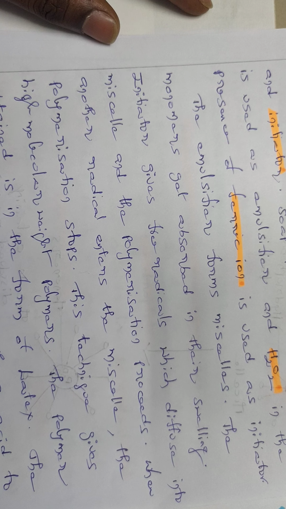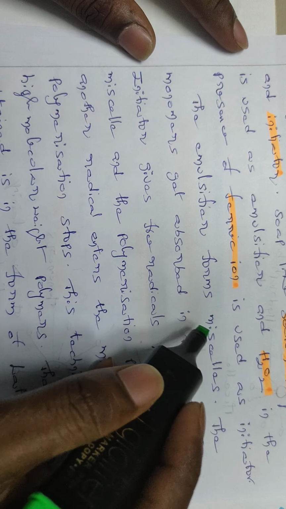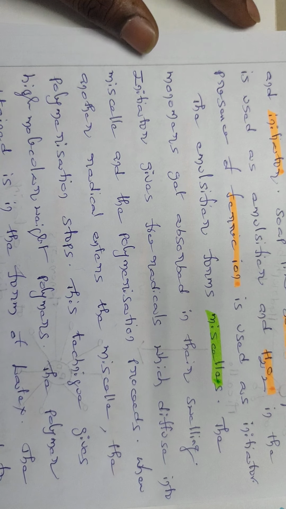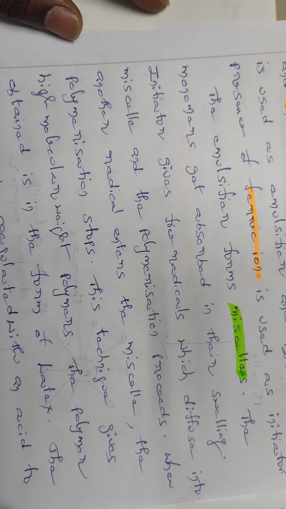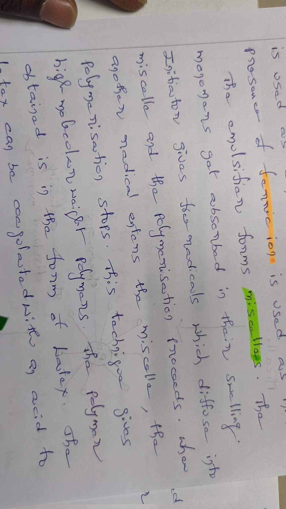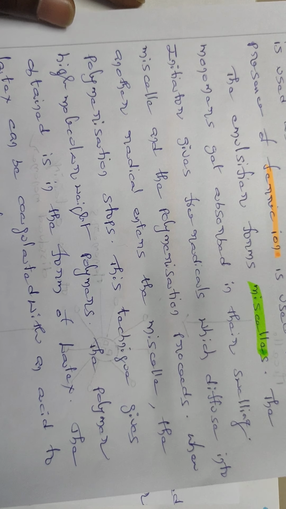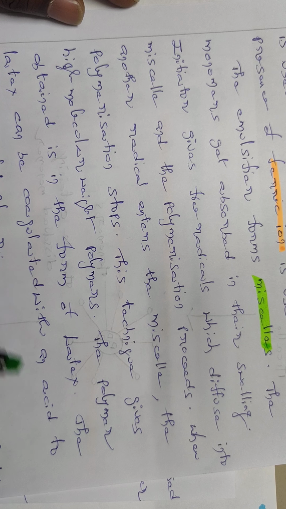Because we are adding emulsifier, it forms micelles. The monomers get absorbed in them, swelling them, and then the initiator gives free radicals which diffuse into the micelle, and the polymerization proceeds. When another radical enters the micelle, the polymerization stops. This technique is very useful for preparing high molecular weight polymers.